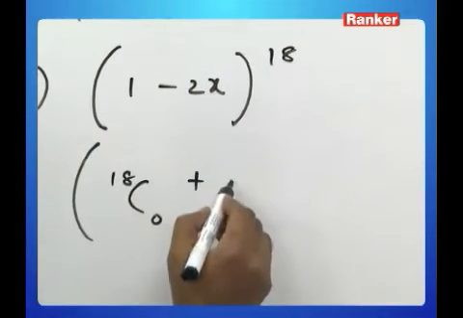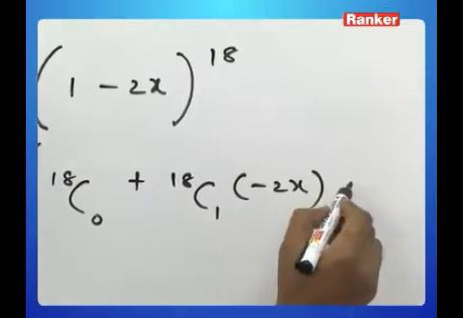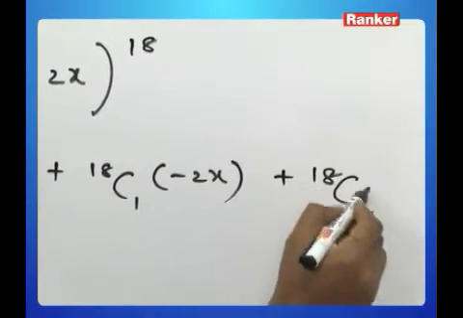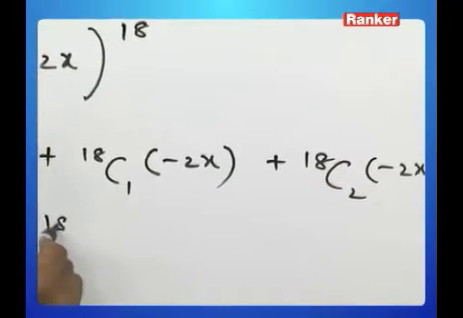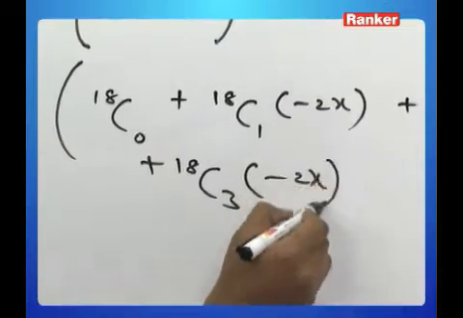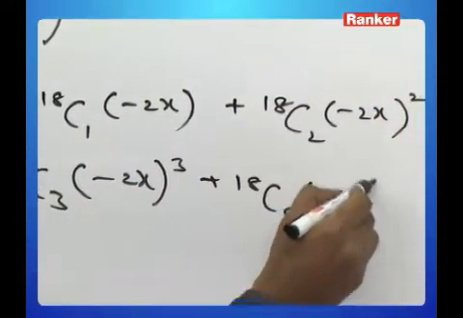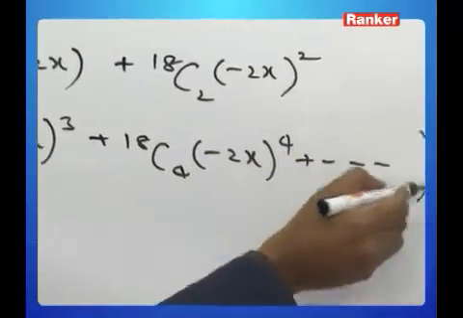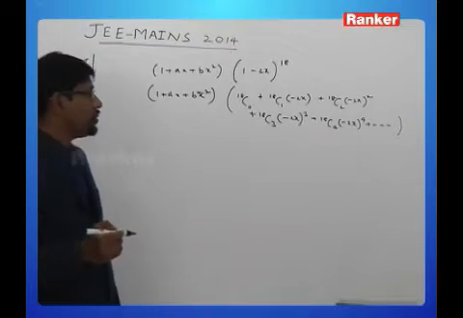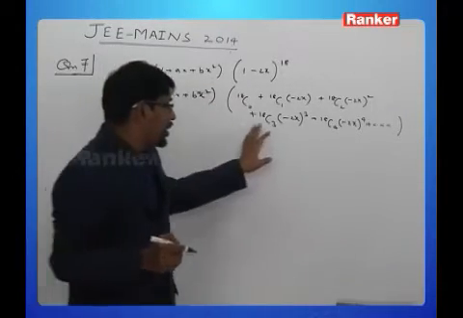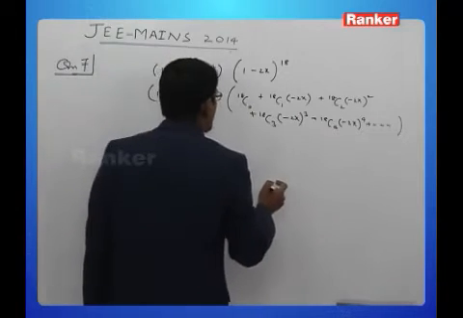plus 18c1 into minus 2x plus 18c2 into minus 2x whole square plus 18c3 into minus 2x the whole cube plus 18c4 into minus 2x power 4, so on and so forth. Since we are interested only up to the coefficient of x cube and x power 4, I am only writing up to these terms. We have up to minus 2x raised to the power 18. So that would be the last term there.